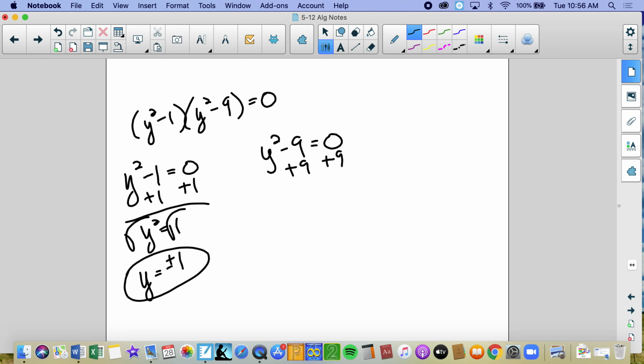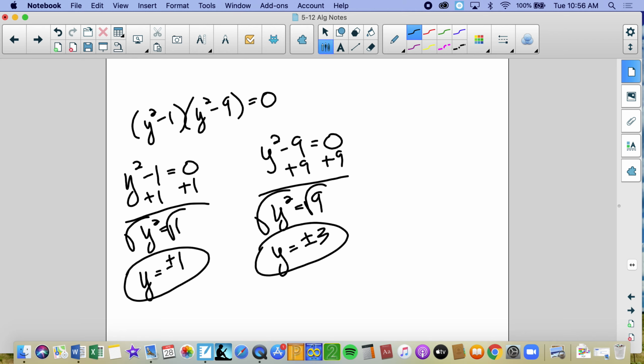Let's add 9 to both sides. We get y squared equals 9. Take the square root, and we get plus or minus, what's the square root of 9? 3. So we still get that same plus or minus 1, plus or minus 3 as our solution. That is definitely a tricky one.